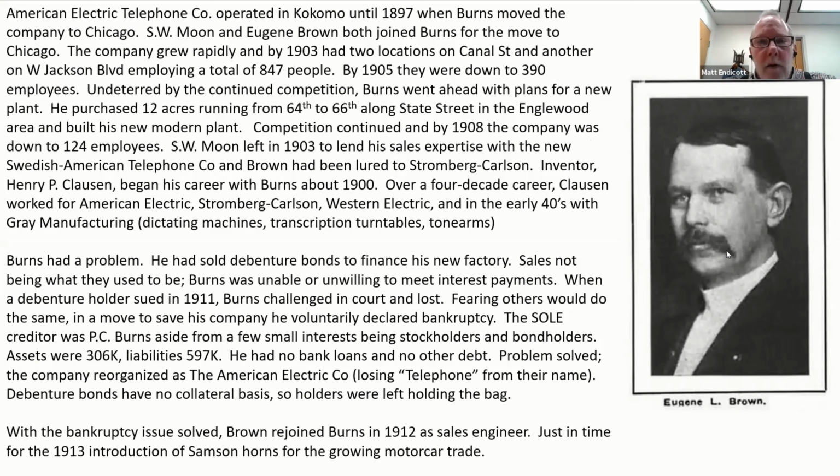American Electric operated in Kokomo until 1897, when Burns then moved the company to Chicago. S.W. Moon and Eugene Brown both joined Burns for the move to Chicago. The company grew rapidly, and by 1903 had 2 locations on Canal Street and another on West Jackson.